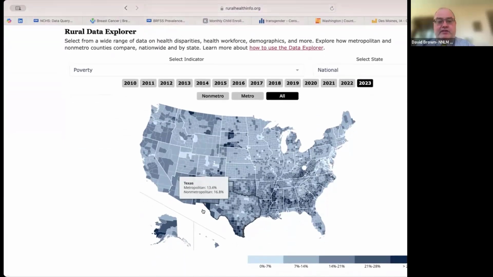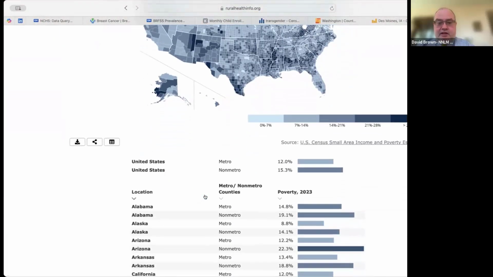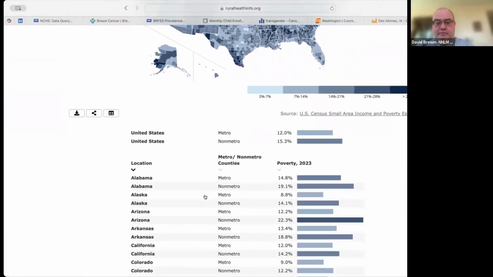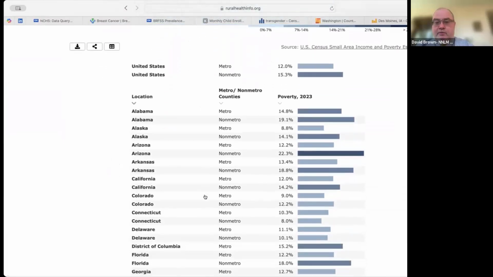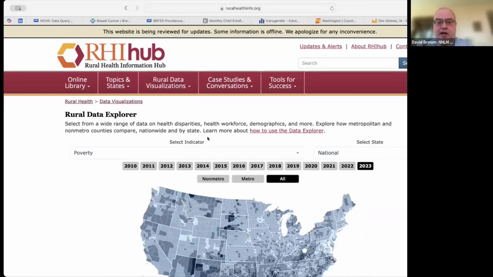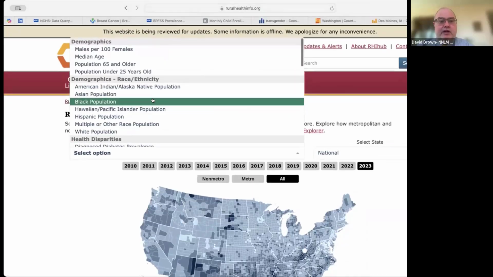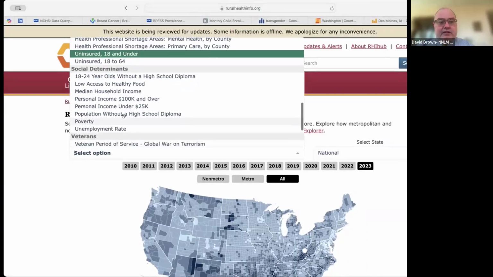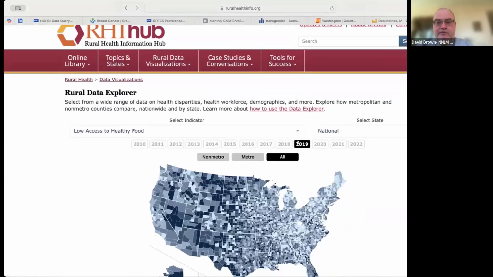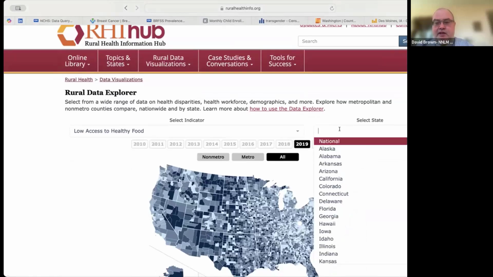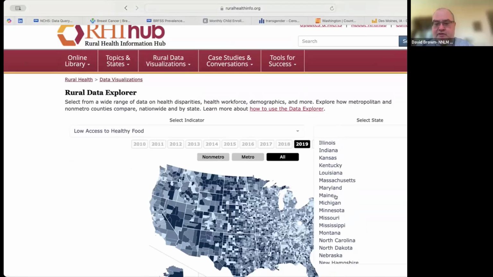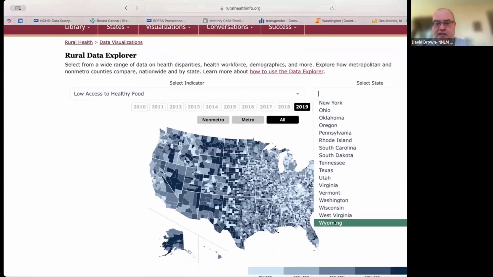it just shows you what's going on here in general, where people are living as a percentage, what's going on in terms of poverty, all these things. So we can change it here to anything you really want to know. So if we want to look at low access to healthy food, again, the latest data is 2019, but we can also just look in the state of, let me use my state of Wyoming.